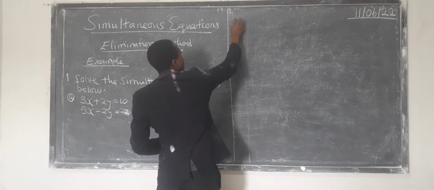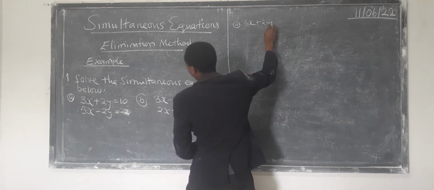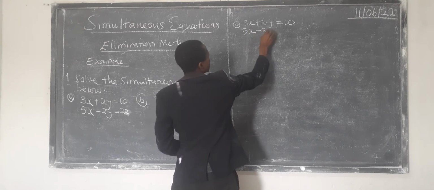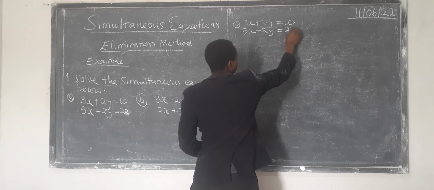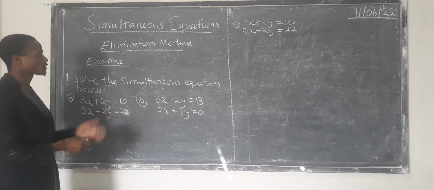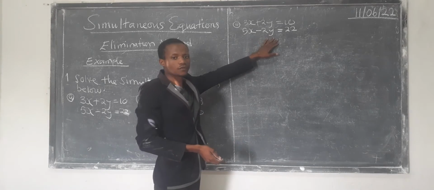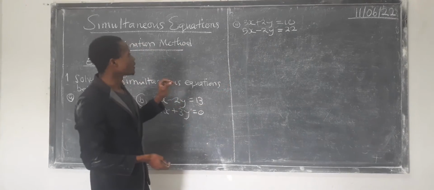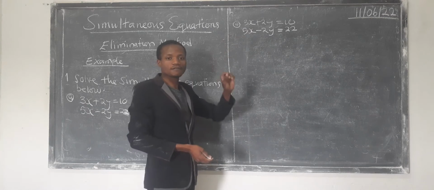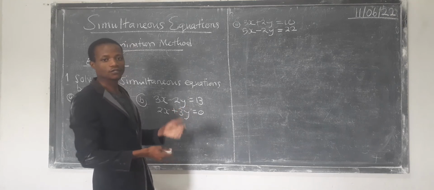For question A, we have 3x plus 2y is equal to 10. Then we have 5x minus 2y, which is equal to 22. To solve these equations by the elimination method, we have to eliminate one of the variables by simply adding the two equations together. For you to eliminate a letter, which could be x or y, the two terms should have the same coefficient and different signs. The other one should be negative, the other one should be positive.